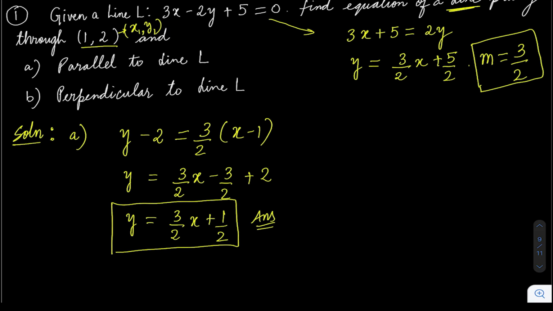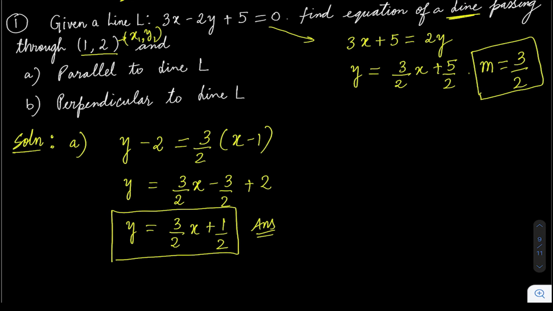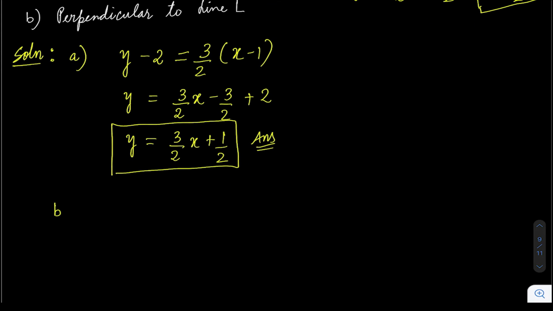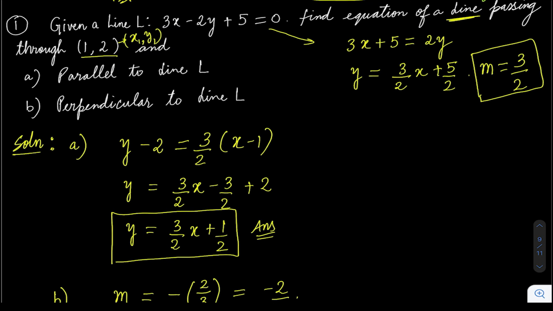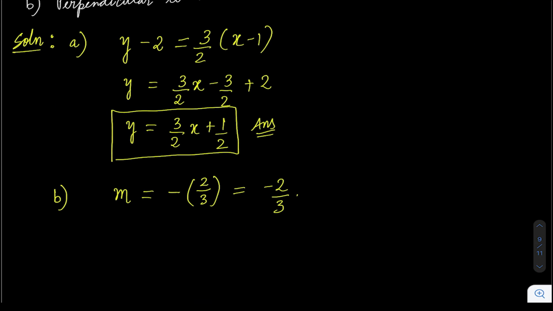Now part B. The line is perpendicular to line L. We already know if lines are perpendicular, then the gradient will be the negative reciprocal. So let me take the negative and reciprocal of 3 over 2. The reciprocal of 3 over 2 is 2 over 3, so it gives you minus 2 over 3 as the gradient. And the point is the same, (1, 2).